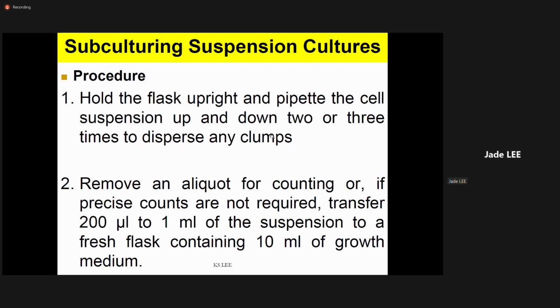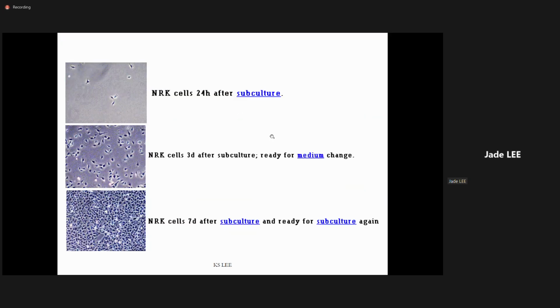And this is the example of how the cell look like after 24 hours of subculture, for example, the NRK cell. The NRK cell, this is 24 hours after subculture. But after 3 days of subculture, you can see the cells are dividing now. The cell is in the log phase now.